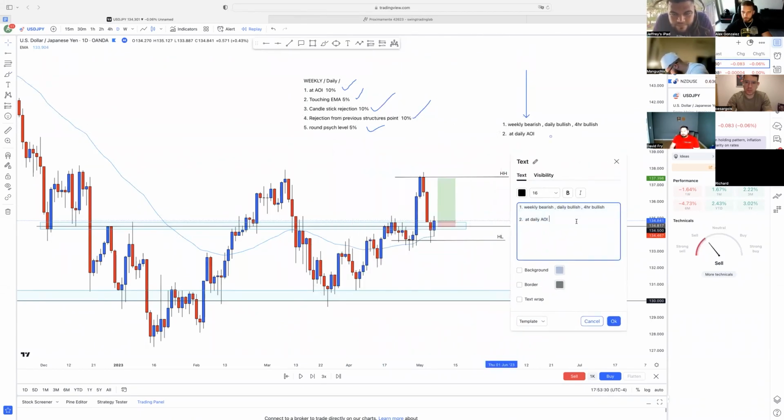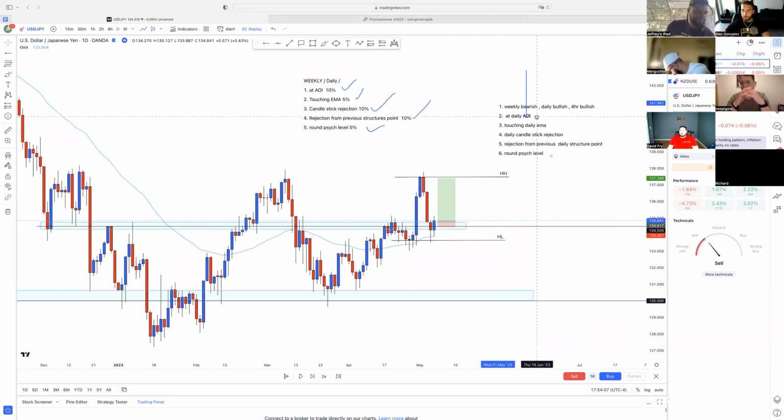So we come here, we add it, 3, we have touching the daily EMA. You guys got to make sure you add the time. We have daily candlestick rejection. We got rejection from previous daily structure points. Don't mind my spelling. Rejection previous daily structure point, and then we have round psych level.